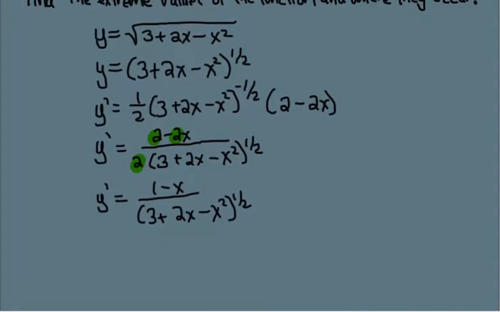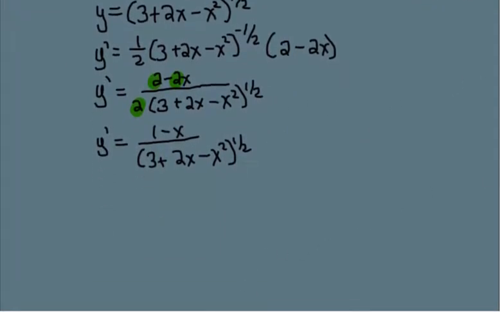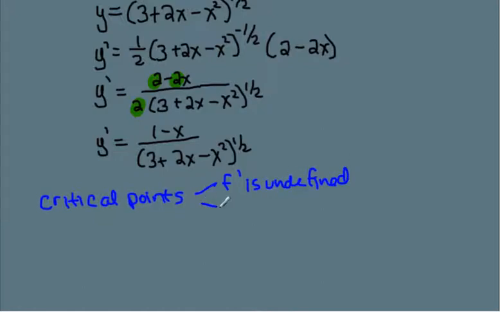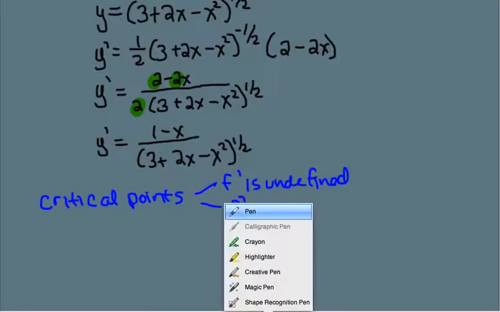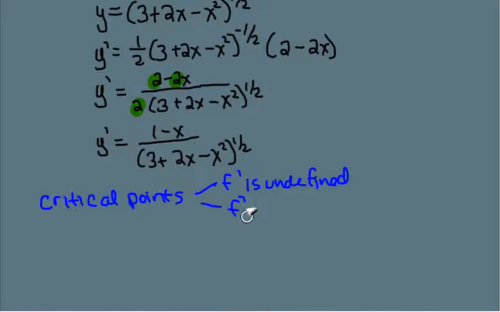All right, so now I have the derivative, and now I've got to focus on my critical points. We know that critical points are in one of two places. We know that critical points can be where the first derivative is undefined, or it can be where the first derivative is equal to 0. So let's look first where it's undefined.